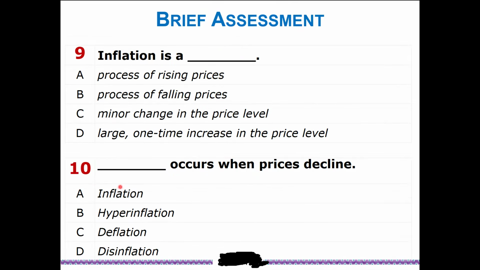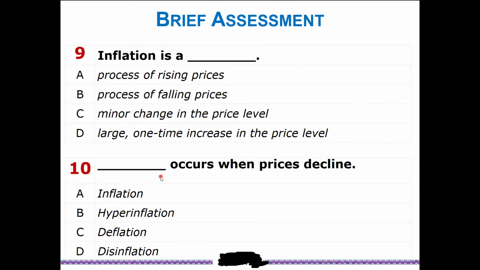And then inflation. Remember I said it's a continuous increase in the prices of goods and services. So number A is saying a process of rising prices. A could be correct. A process of falling prices, that would be deflation. Minor change in the price level, no. Large one-time increase in the price level, okay, one time increase. So the answer here is A.